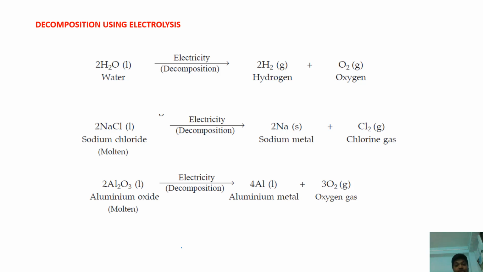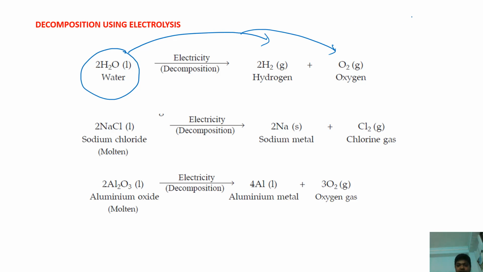Decomposition reaction using electrolysis. In a decomposition reaction, a substance is broken into two or three other components. Here we are doing the decomposition with electrolysis. What is electrolysis? Electrolysis is a process in which the reactant, in this case this substance, is placed with the electrolyte. Whenever you pass electricity through the substance, it is broken into its constituent components, that is, hydrogen and oxygen in the first case.